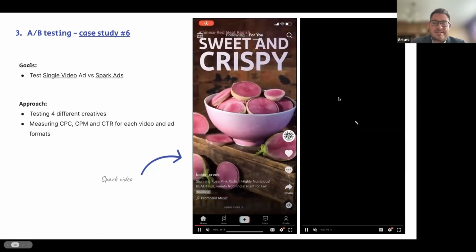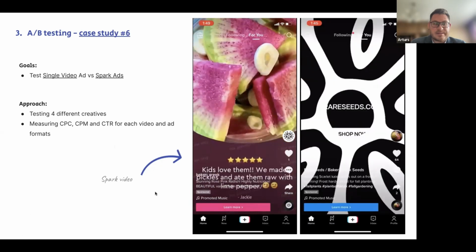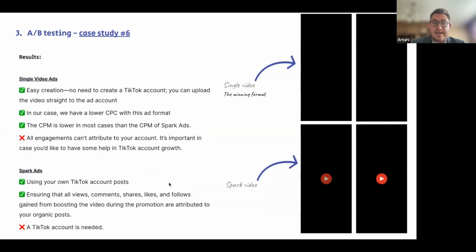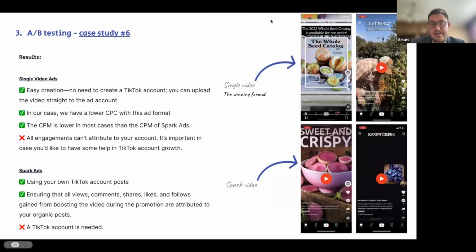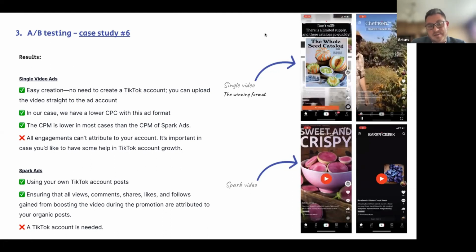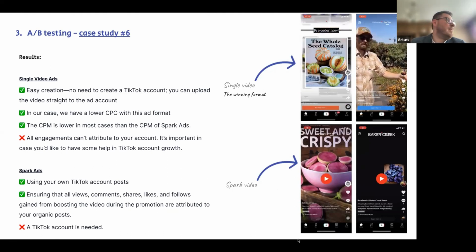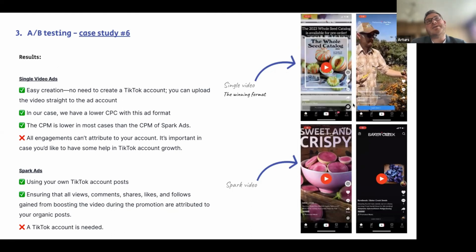Here is how a Spark video looks. Next slide, please. About single ads, it's easy creation, and there's no need to have a TikTok account, although if you have one, it's better to use it daily and upload more videos. In our case, we got lower CPC with the single video format, and CPM was lower too. But all engagement is attributed to the ad, not the account, so it's harder to grow your organic account.